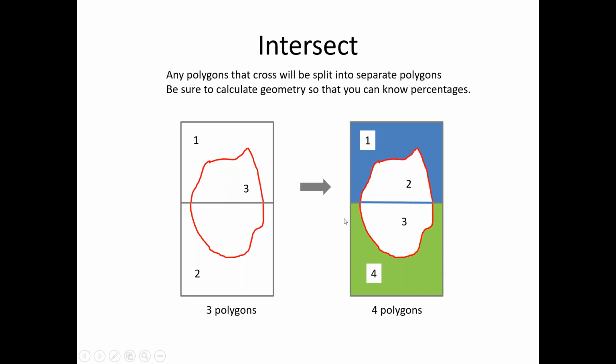Intersect, you already know this, but I just want to bring it up again, that anything that touches another item is going to be split off into its own. It's like an island. So the thing to remember is if you need to do any geometry calculations, then you need to do that in advance. Like if you need to know the original area of your polygon.